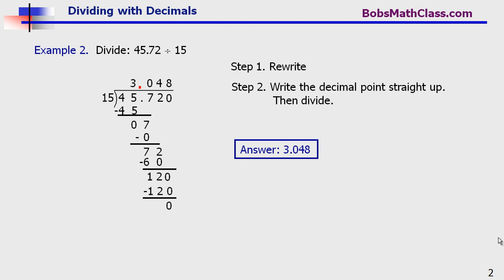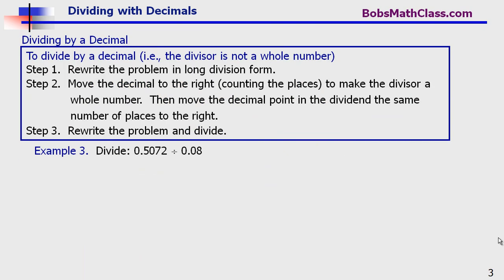Okay, let's go to the next problem. This time we're going to start with dividing by a decimal. To divide by a decimal, that means that the divisor is not a whole number. In the previous two examples, our divisor was a whole number. So step 1, we write the problem in long division form, same as last time.